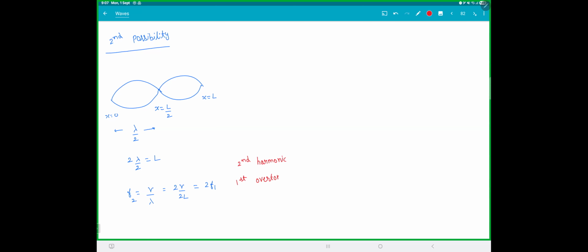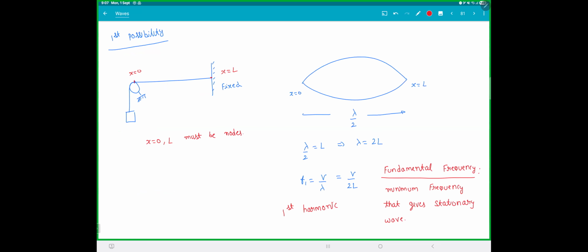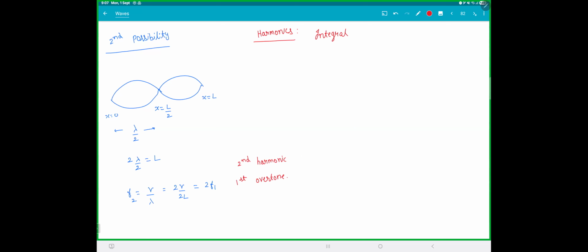So what are these harmonics? Harmonics are integral multiples of the fundamental frequency. So if you take integral multiples of the fundamental frequency, whatever frequency you got, f, then 2f, 3f, 4f, all these are called harmonics. So this is called the first harmonic because it is one multiple of the fundamental. This is two multiple. Integral multiples of fundamental frequency.